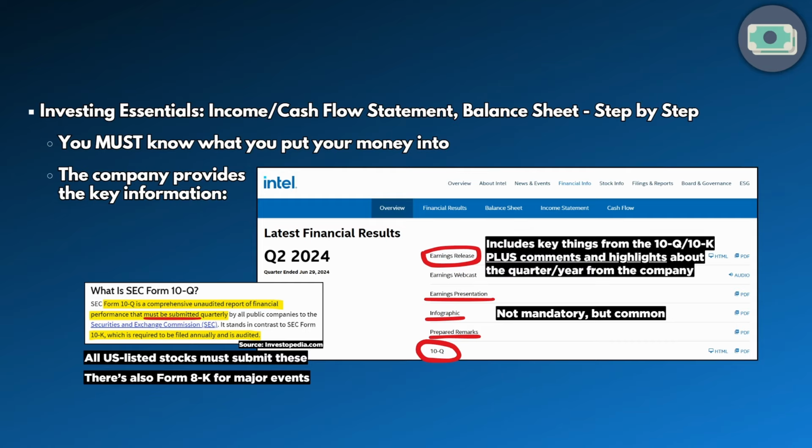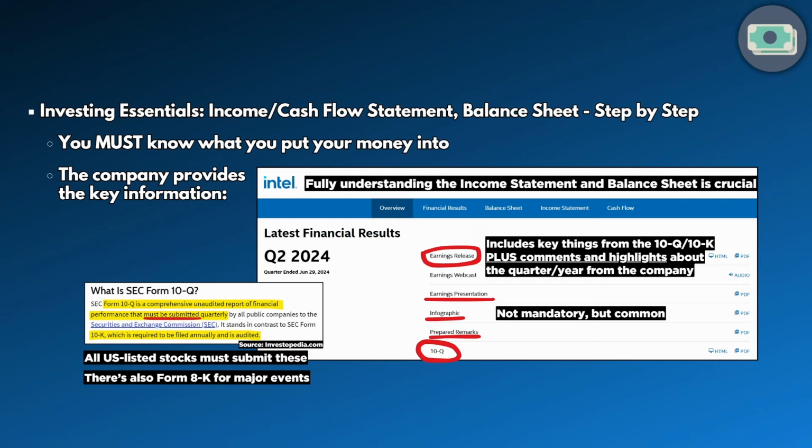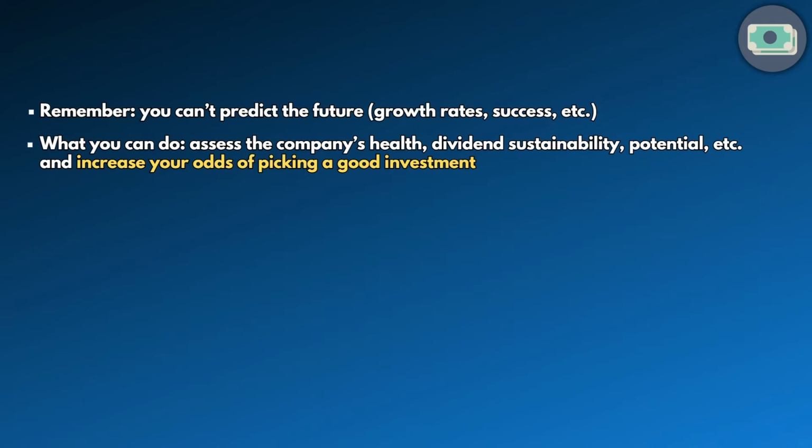Here you can find the quarterly or yearly highlights, as well as the income statement and the balance sheet, which are very important. If you can, let's say, master these two, you can spot issues, see the company's financial health, or rate the dividend sustainability, for example. You can predict the growth rates and stuff like that, but what you can control is picking a healthy company or at least assessing a risk and reward potential.